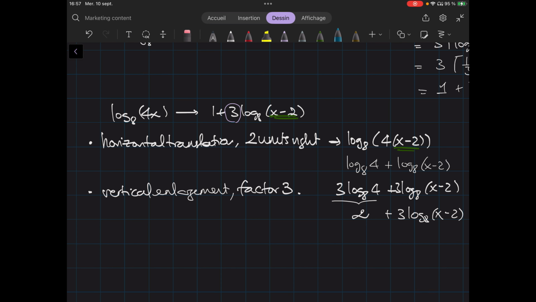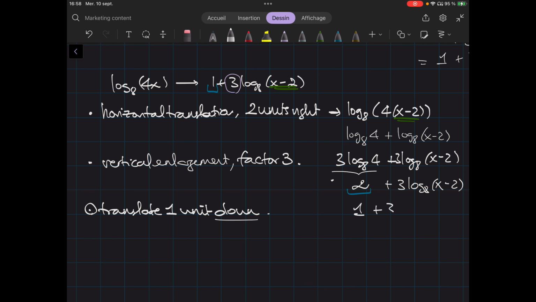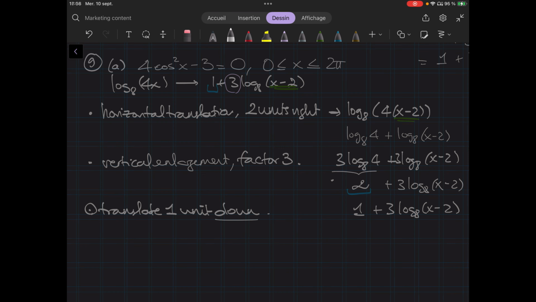Lastly, now we'll match the constant term. And we all know that we will have to translate this curve 1 unit down. This is one way to do it. Make sure that the translation down occurs after the vertical enlargement. Otherwise, your transformation will not be the same. And this is the end of question 8.